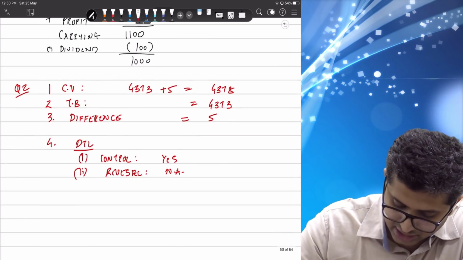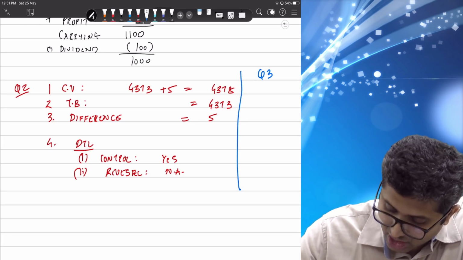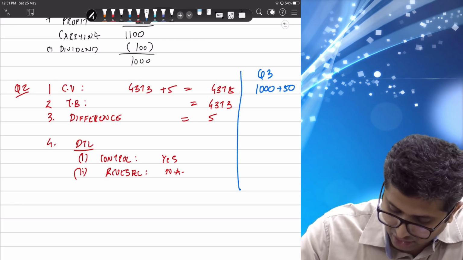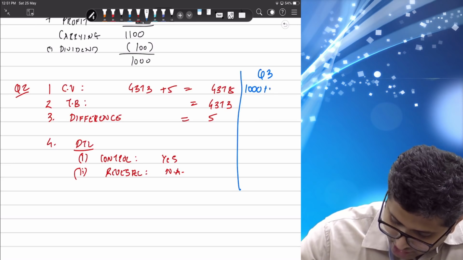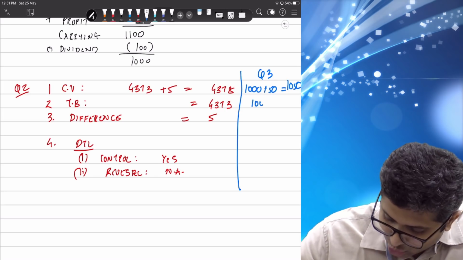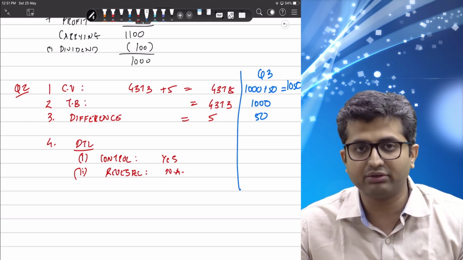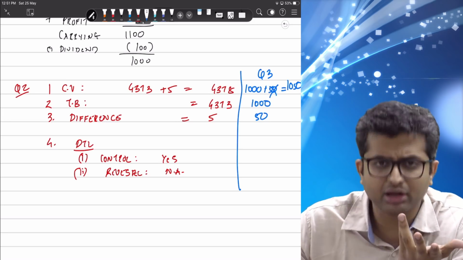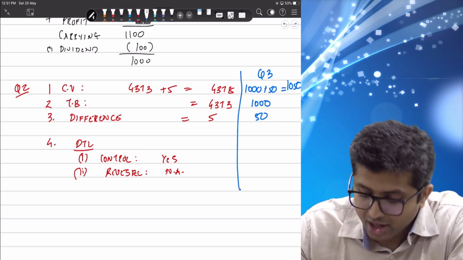So in such a case, let us do this in blue pen, that is question number 3, so we can do it faster. In the books of accounts, this will be 1000 plus 50 equals 1050. Under tax base, it continues to remain 1000 only, and hence there is a difference of 50 rupees. Does this difference result in a temporary difference? Yes, because when dividend is paid, this 50 will no longer be there, and your carrying value will come back to 1000. So the difference is temporary.